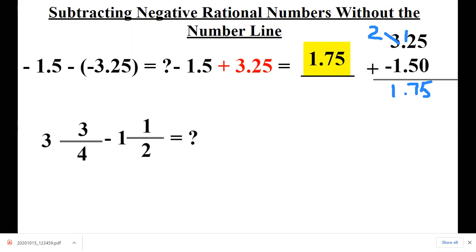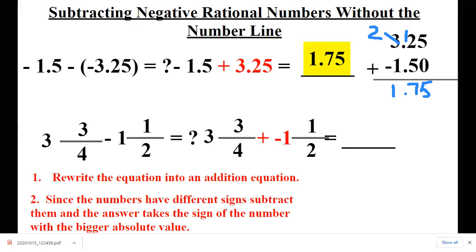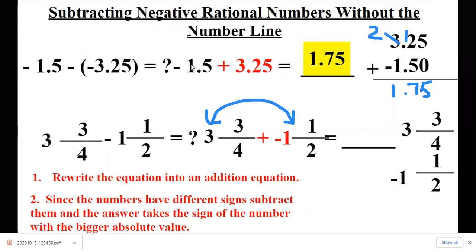3 3/4 minus 1 1/2. So rewrite the equation as an addition equation. 3 3/4 plus negative 1 1/2. Keep, change, opposite. So now we're going to solve it, but we're going to have to subtract because we have a positive number and a negative number, so we have to subtract them when we add them together. I'm going to put the 3 3/4 on top because it's the bigger number, and the 1 1/2 on the bottom because it's the smaller number.